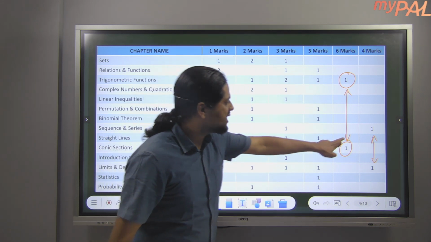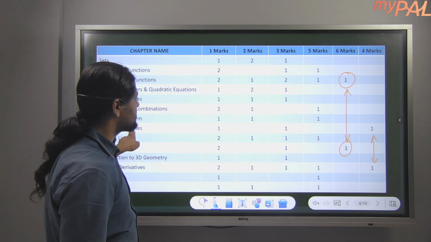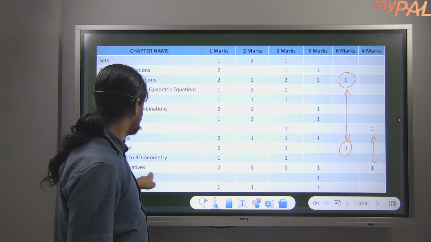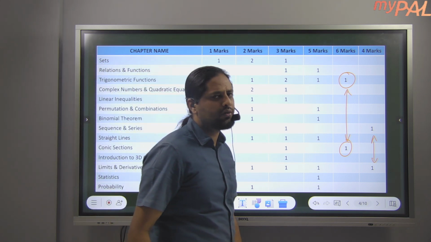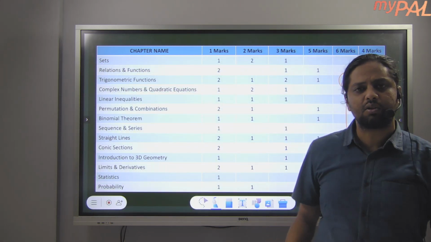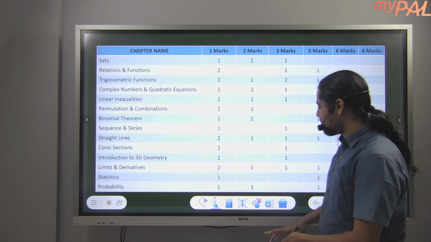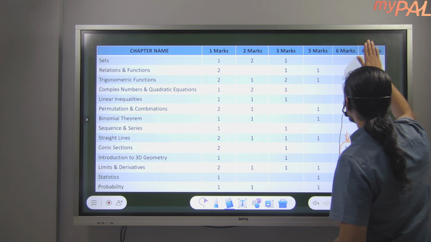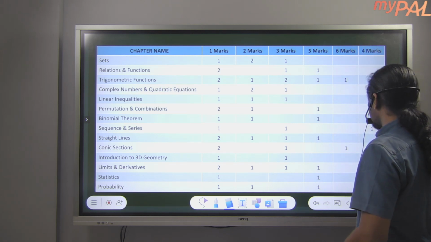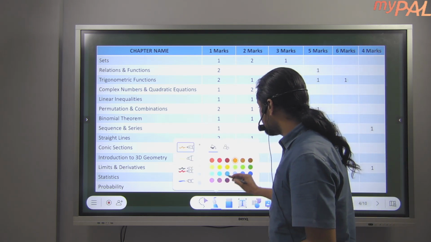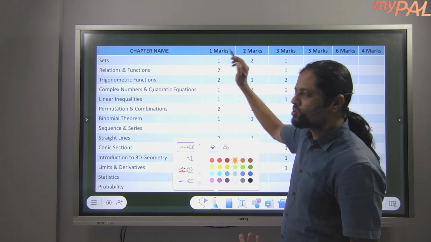Clear? So same way, 4 marker, you definitely know one is from sequence and series and one more is from limits and derivatives. So whatever chapter you're convenient with, you can go accordingly. Now what I'll do is, with this, whatever is given here, let's try to discuss.